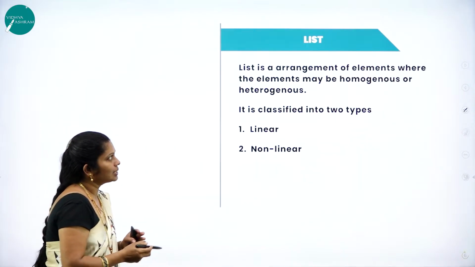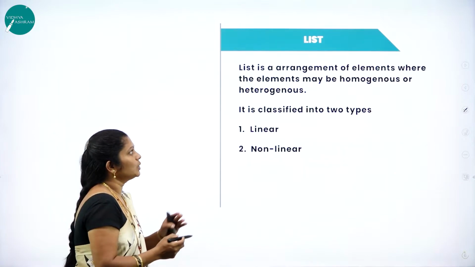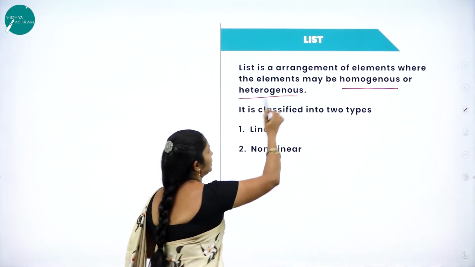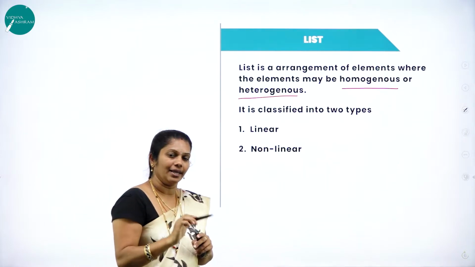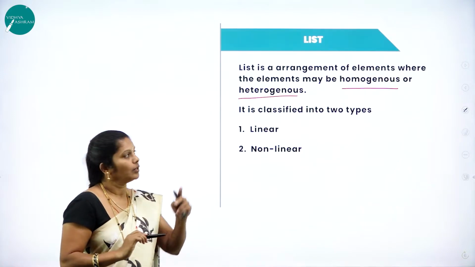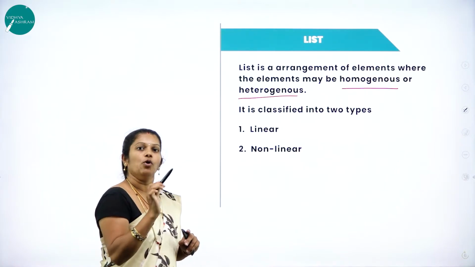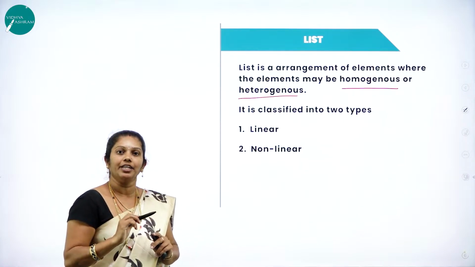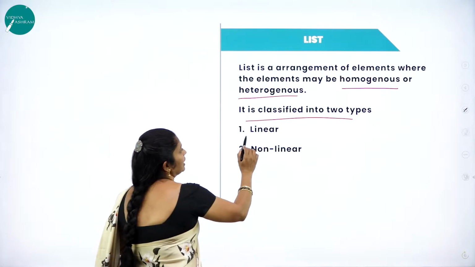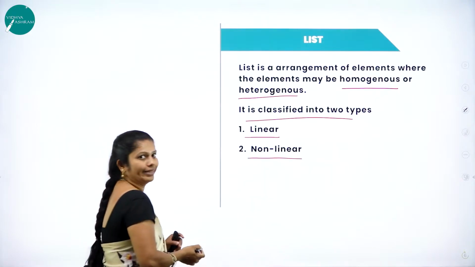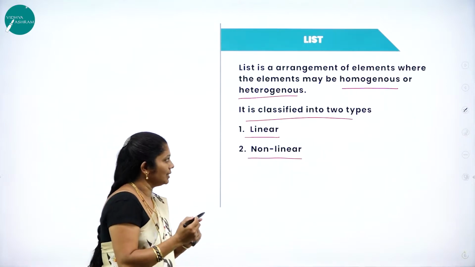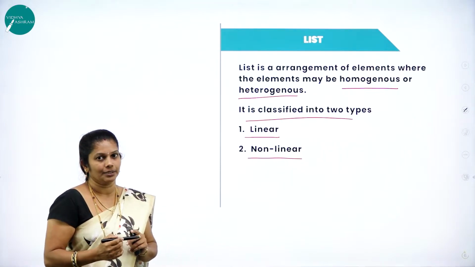Next, a list is an arrangement of elements where the elements may be homogeneous or heterogeneous. But in an array, the elements must be homogeneous only. Whereas here, the elements may be homogeneous or heterogeneous. Once again, a list is classified into 2 types, linear as well as non-linear.